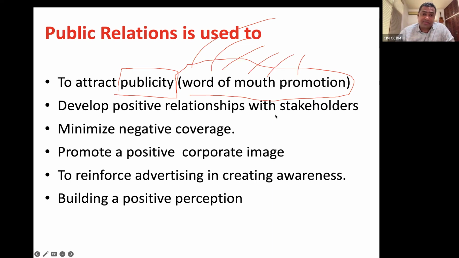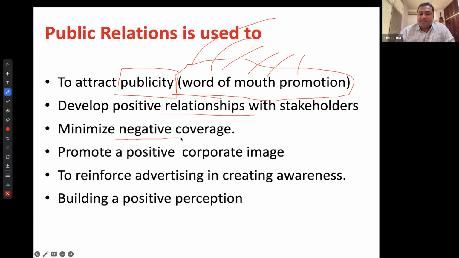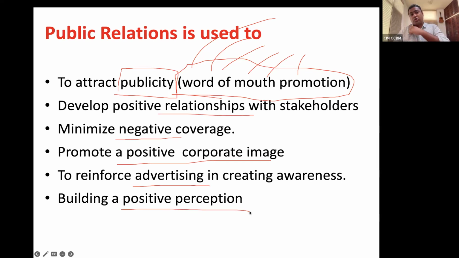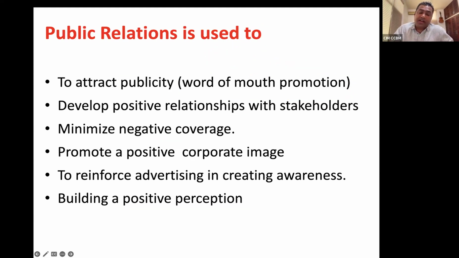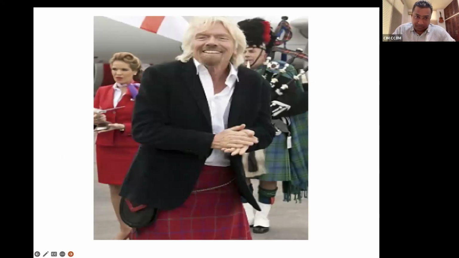Happy customers, publicity, word of mouth promotion, right? Develop positive relationships, minimize negative effects, promote a positive image, reinforce your advertising, and build a positive reputation. So you can see the objectives of public relations are different from advertising.